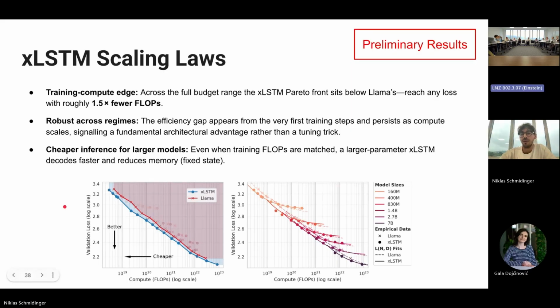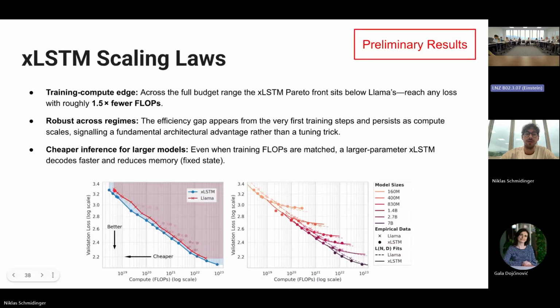These are preliminary results, but at some point a paper will be released. And basically what we can see here is that the xLSTM forms a new Pareto front, as they call it. This means that no matter how large or small your training budget is, when you train an xLSTM, you get a better loss than with a transformer that uses the same amount of FLOPs, right?